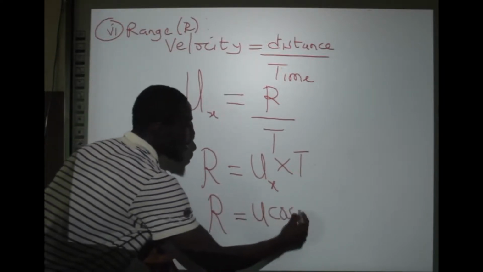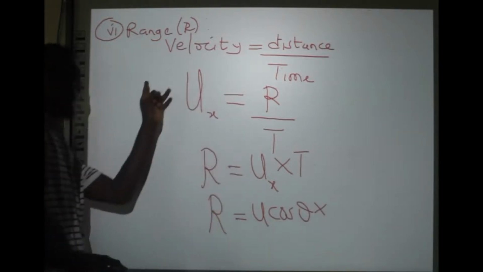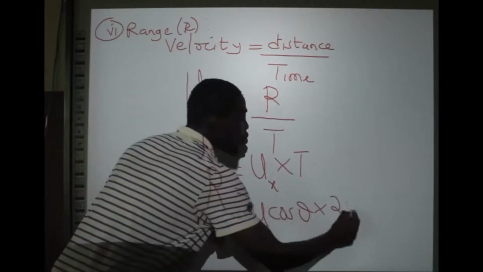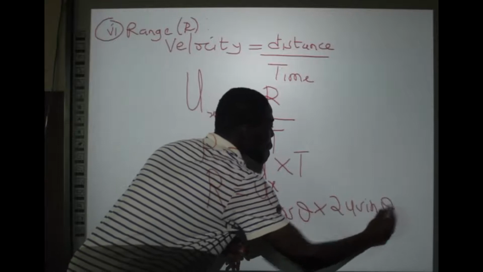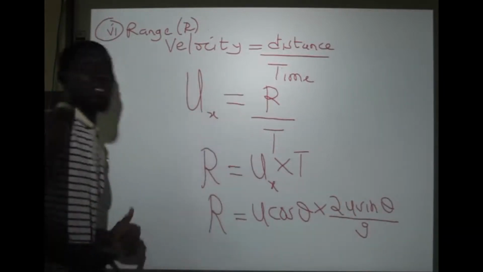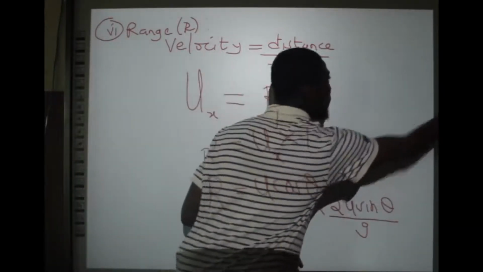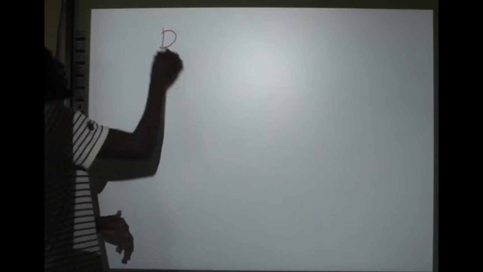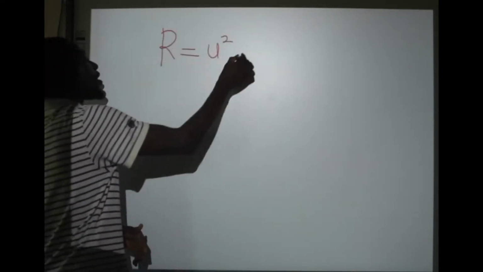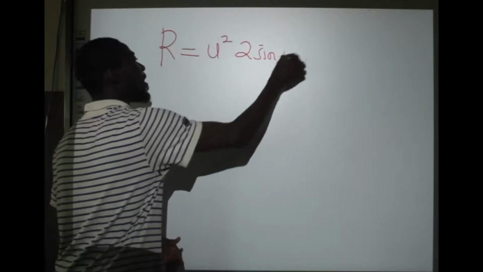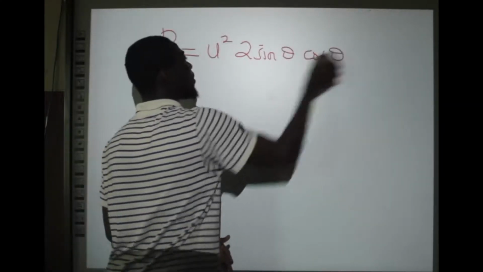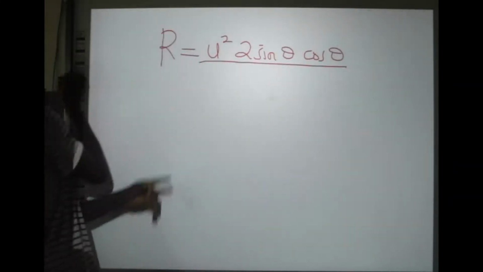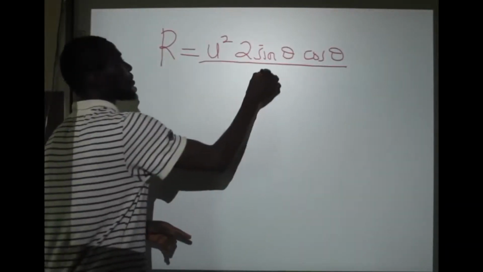U cos theta times, if you recall, our time of flight is expressed as what? 2u sin theta all over g. So if you multiply them together, it implies that what? Our range will now give us u squared 2 sin theta cos theta all over g.